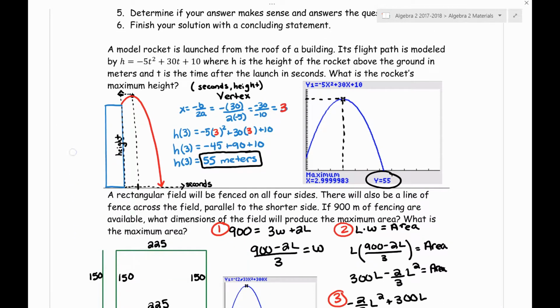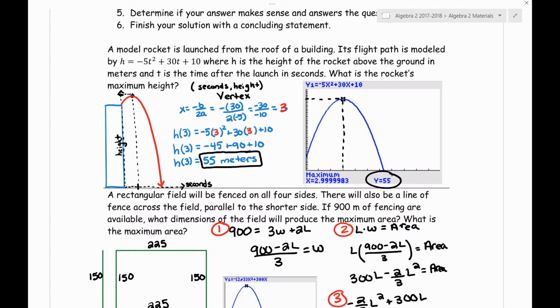So, let's dive in. We've got a model rocket that's being launched from the roof of a building. So I have a building here drawn, and I show the rocket being launched from the top of that building. Okay, we're given the function h = -5t² + 30t + 10, where h is the height of the rocket above the ground in meters, and t is the time after the launch in seconds.